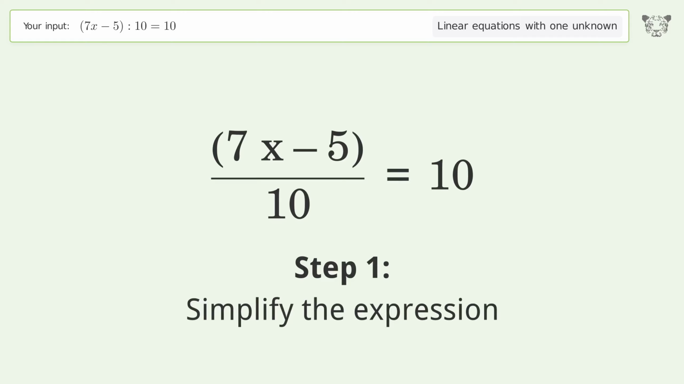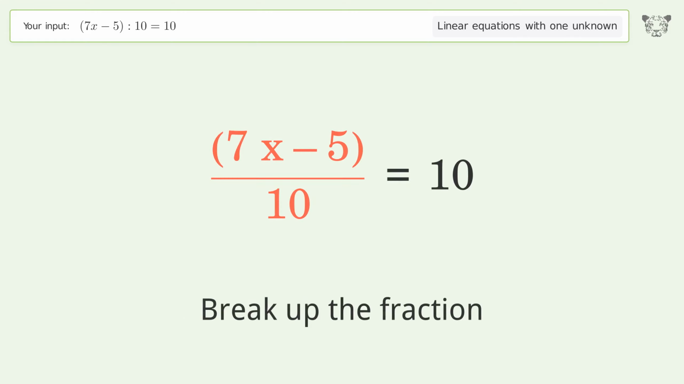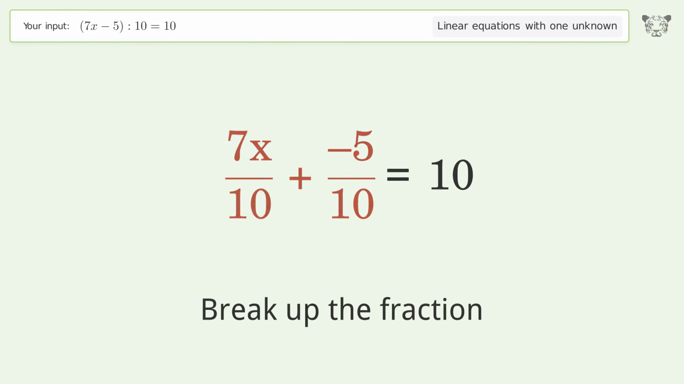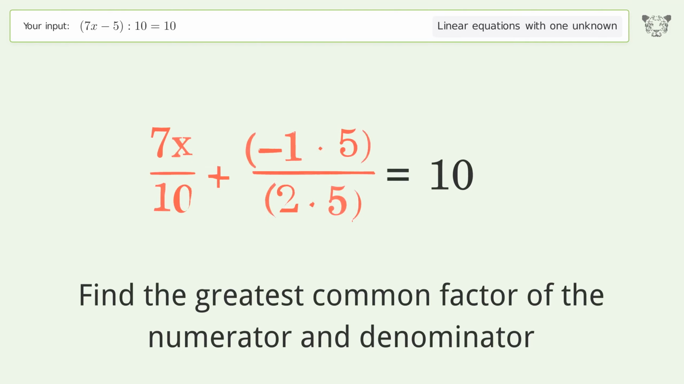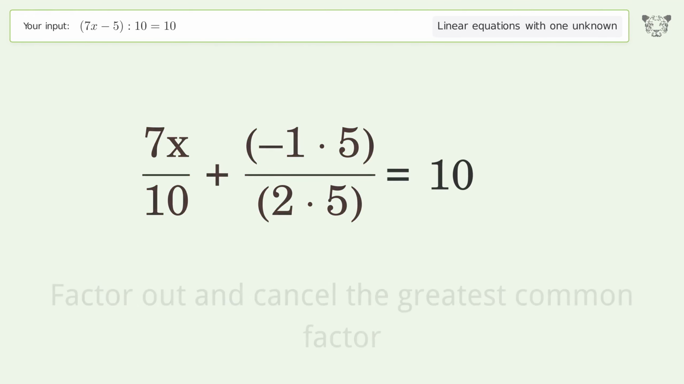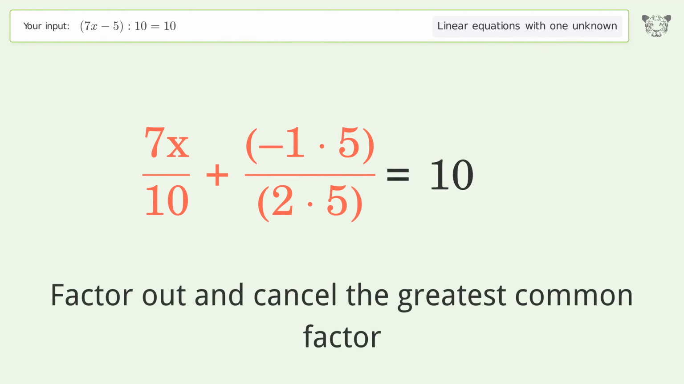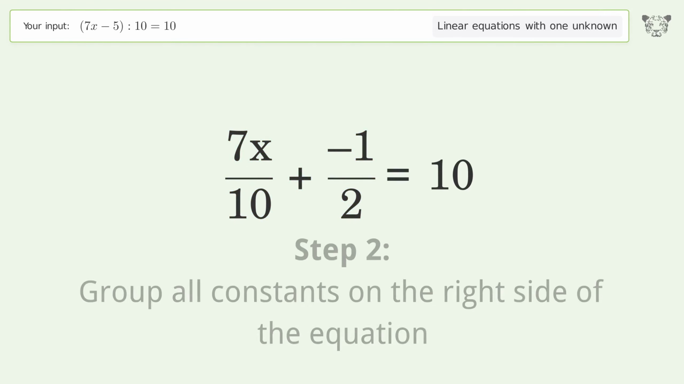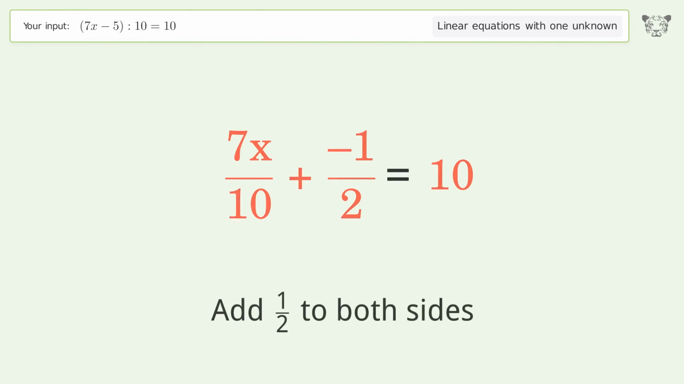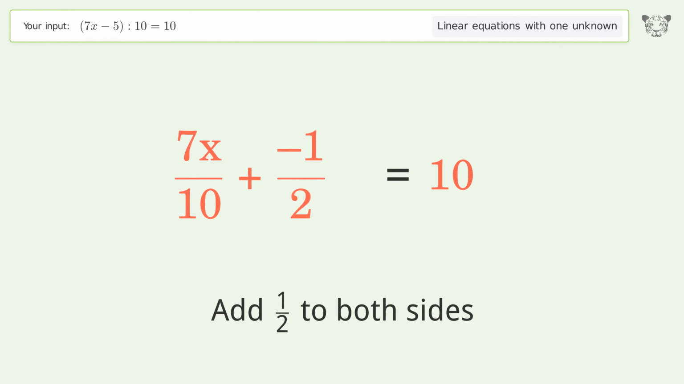Simplify the expression. Break up the fraction. Find the greatest common factor of the numerator and denominator. Factor out and cancel the greatest common factor. Group all constants on the right side of the equation. Add 1/2 to both sides.